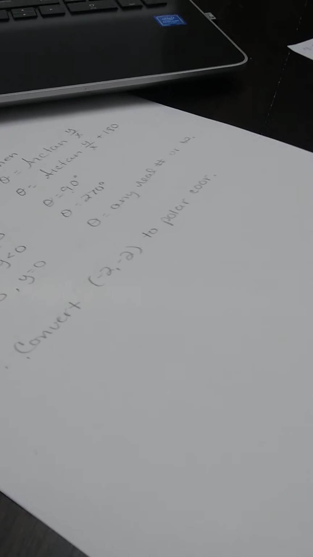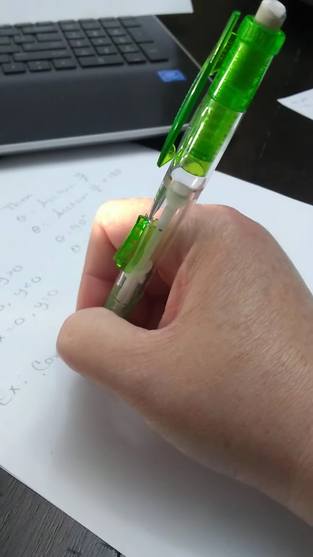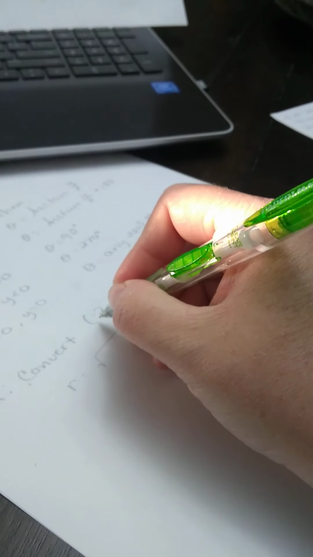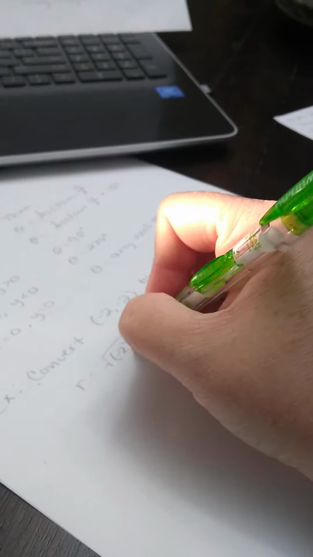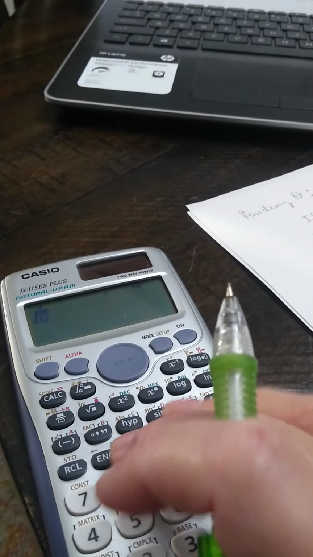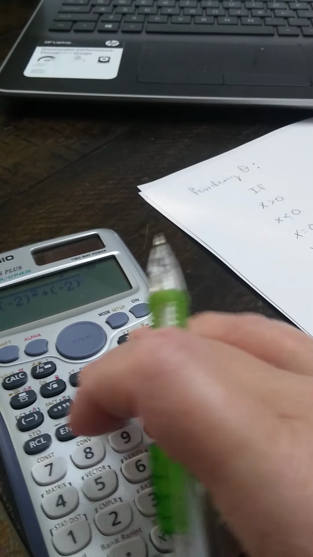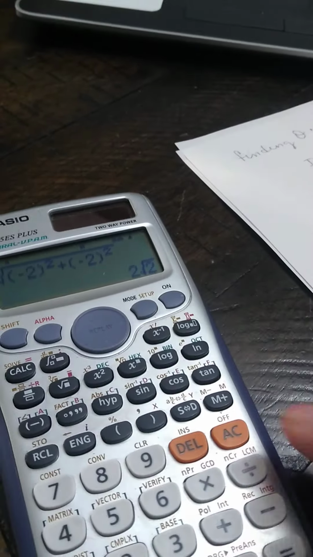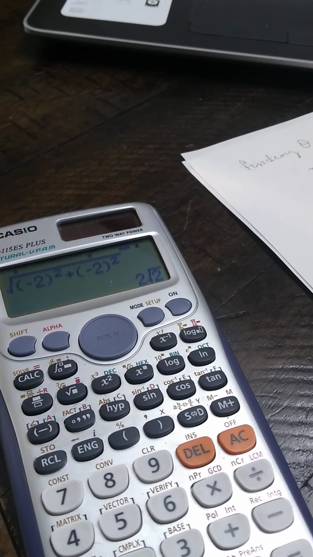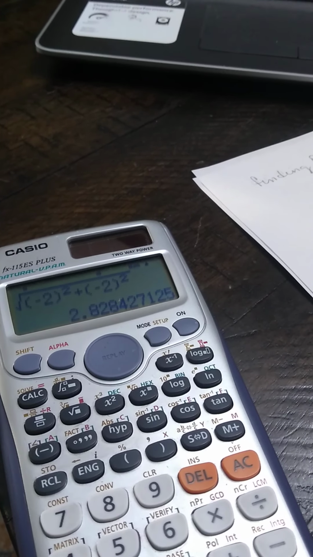So we're going to convert (-2, -2) to polar coordinates. First of all, r would be the square root of, since it's negative, we're going to put it in parentheses, (-2) squared plus (-2) squared. I'm going to just do this in my calculator: (-2) squared plus (-2) squared equals 2 square root of 2. I'll write that, but I don't know which one they're going to want, so I'm going to go ahead and hit S to D and get my decimal, which is 2.8.